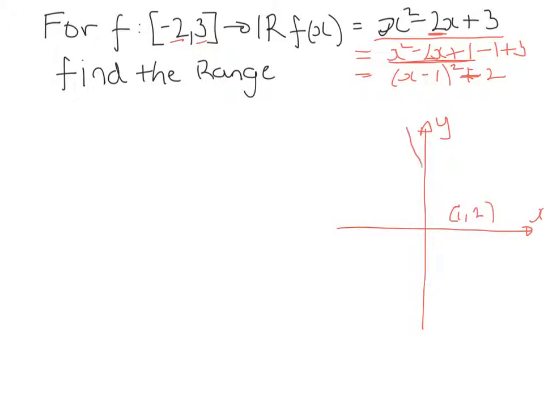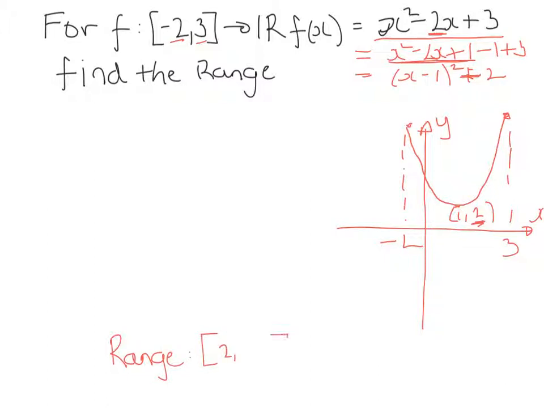So my graph will go down like this, turn around at the turning point and come back up. Now it'll stop here at -2 and it'll stop here at 3. So what values will the range be? Well, the lowest value will be 2. That's where the turning point is. So my range will be between 2 and something. Every point on the parabola is higher than 2. So let's check each of those.